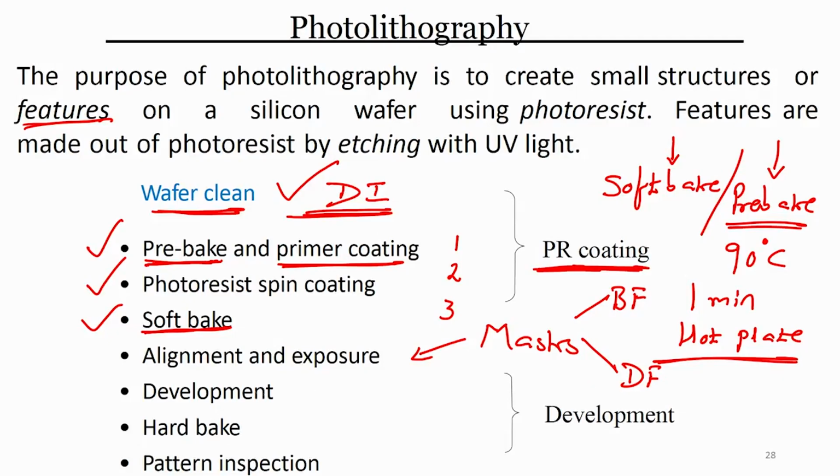Using the mask, we have to align the wafer and expose the wafer, which is already spin coated with photoresist and has been soft baked. That wafer we have to align and expose. Aligning will be done using the mask. Masks are of two types, one is bright field, the second is dark field. And then exposure is done using UV, which is ultraviolet light.